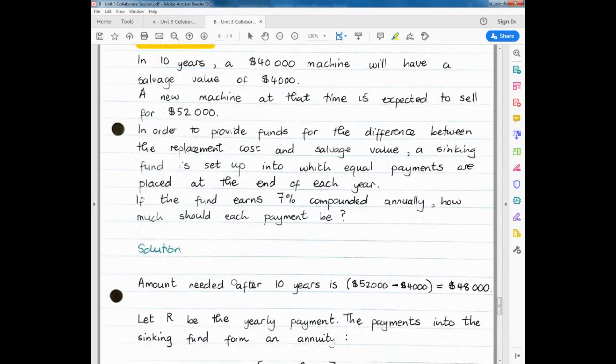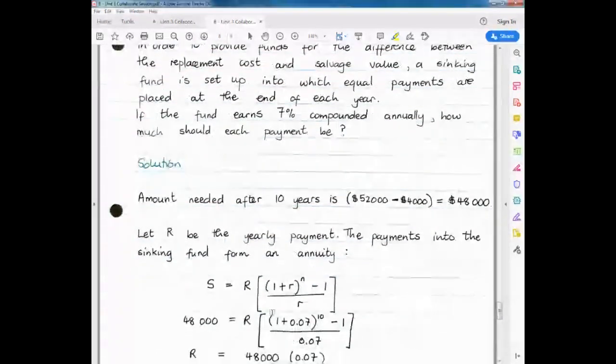So the amount needed would then be, and I'm sure you're guessing it already, because the difference between these two amounts, 52,000 and 4,000, is $48,000. And we want to figure out what is the periodic payment that you need to make every year, at 7% annually, for it to grow to 48,000. So we use the future value of an annuity, and that's the formula. Notice it's the same as the ones that we're using, it just doesn't have the M because M is equal to 1 since we compound annually.